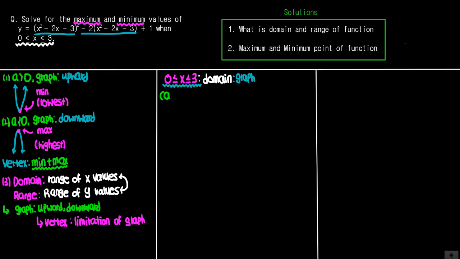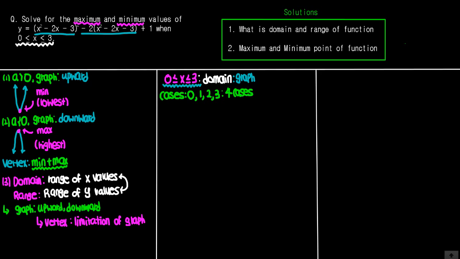And for the cases, there will be total cases of the x value, which will be 0, because it includes 0, 1, 2, 3, because it includes 3 also. So there will be a total of 4 cases of our x values.